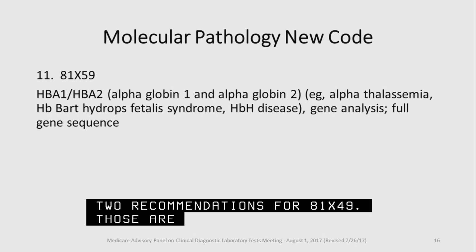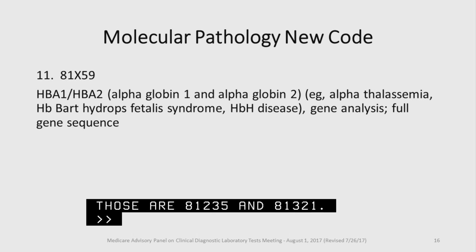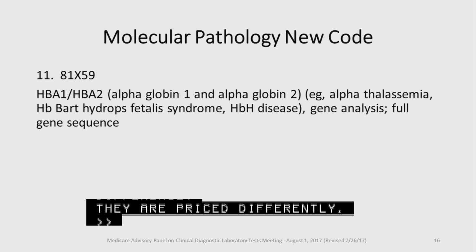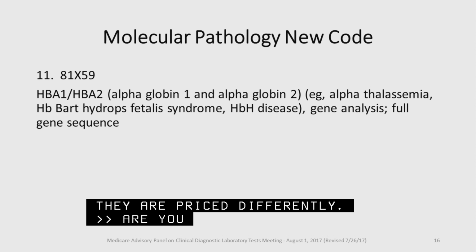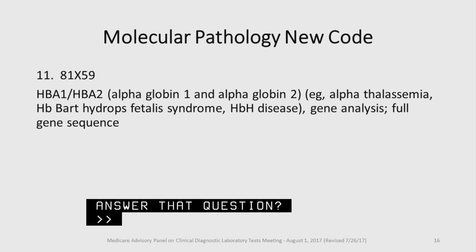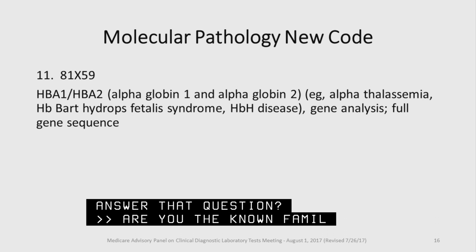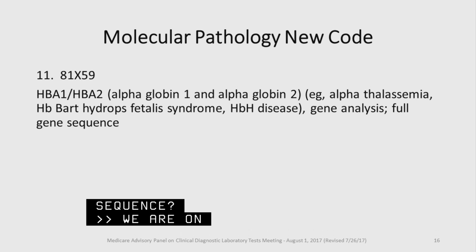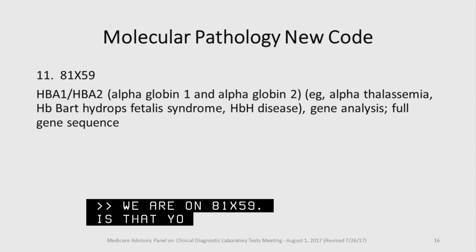And Dr. Schoonmaker: could somebody explain the difference between those? Because they're priced at roughly one's double of the other one. So are you asking for the presenter to approach the podium and answer that question? Which one are you asking about, the known familial variant or the full gene sequence? So we are on 81X59, which is full gene sequence. So what's the difference between code 81235 and 81321?